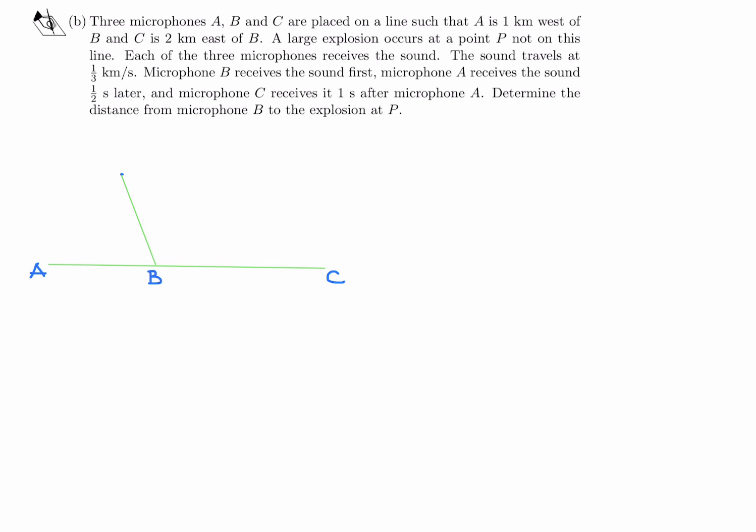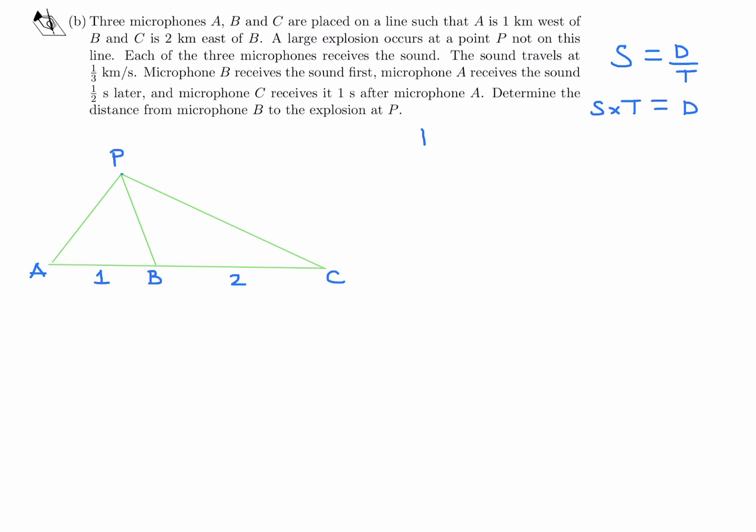And P obviously has to be joined with each of these microphones to illustrate the distance that sound has to travel. We are told that this is 1 and this is 2, and that's about all we're told. But we know that speed is equal to distance over time, so distance is equal to speed times time. So we can figure out these distances without too much difficulty.